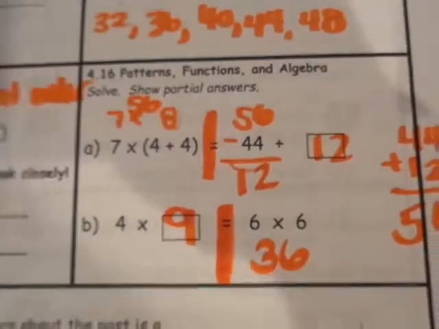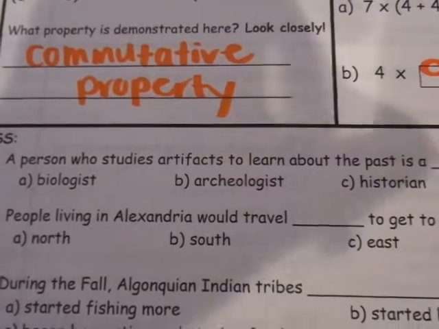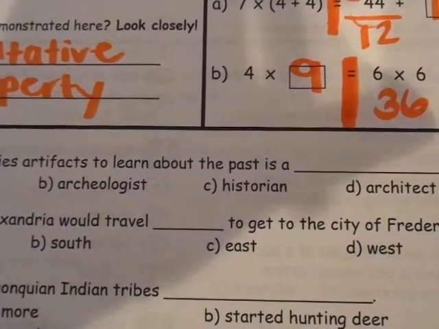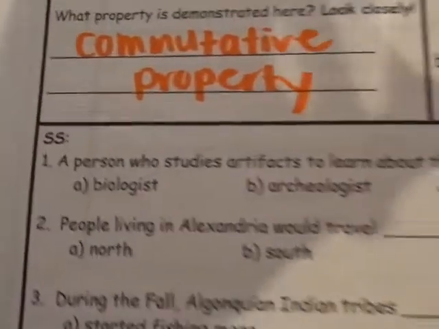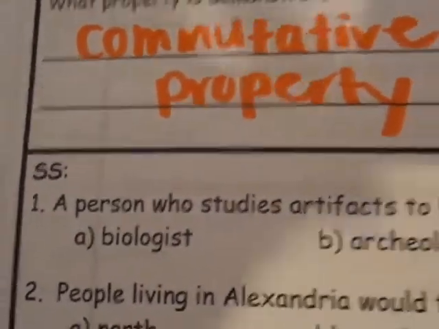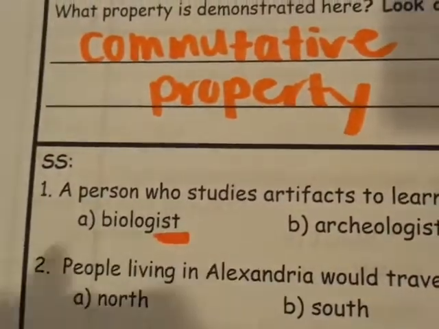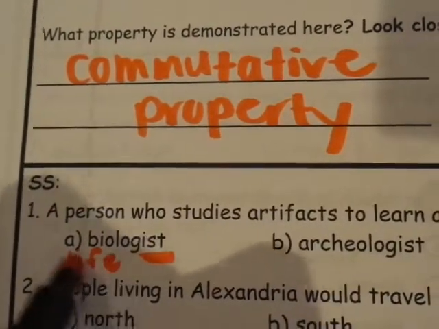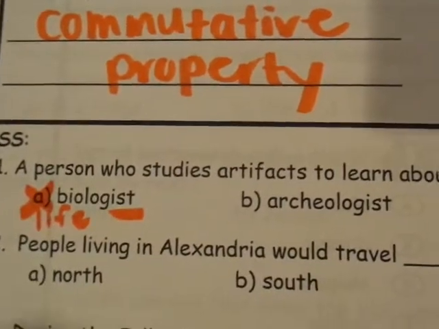All right, let's look at our social studies questions. Number 1 says, a person who studies artifacts to learn about the past is a blank. Biologist. Well, they study something because it has ist on here, but they study biology, which means they study life. That's not studying artifacts.